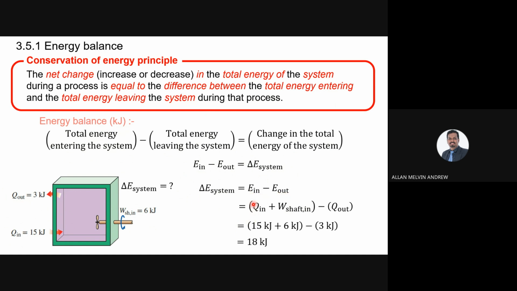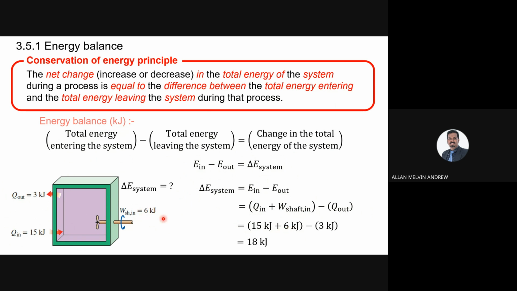So E in you put in a bracket, E out you put in another bracket. So here Q in is 15 plus W shaft in 6. Okay, 15 kilojoule. And out is Q out, so you need to minus. So you put in the numbers: 15 kilojoule plus 6 kilojoule.